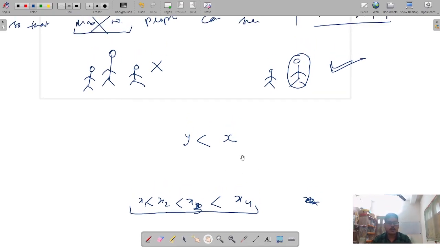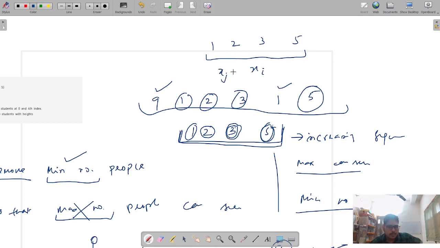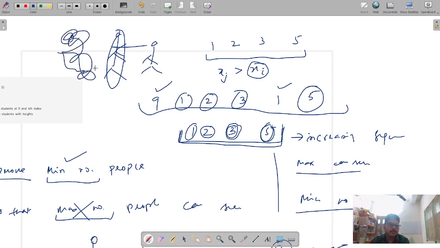We have to find numbers in increasing sequence, maintaining the position in the array. So look at this. This is actually an increasing sequence: 1, 2, 3, 5. Why? Because suppose anywhere there is some xi who has in front of him some xj who is bigger in height than him. Then this one cannot see anything in front of him or her. So suppose there is a person who has a person of greater height in front, so he can't see anything. This will block his vision, right? So he can't see anything here. This will block his view.